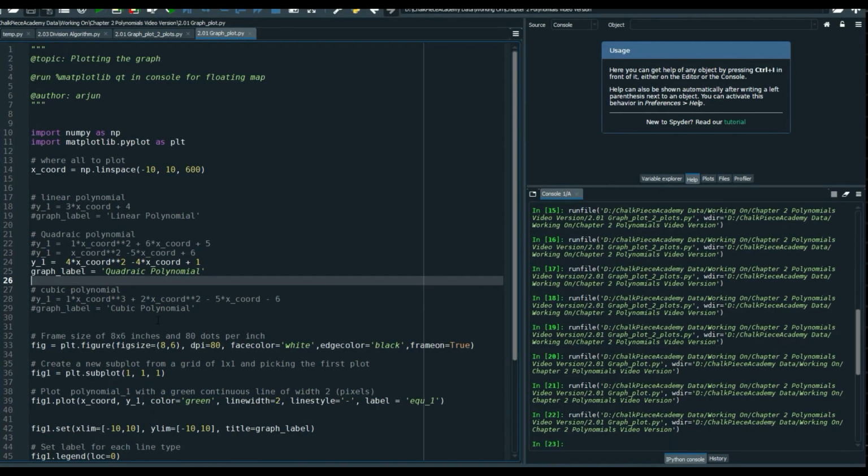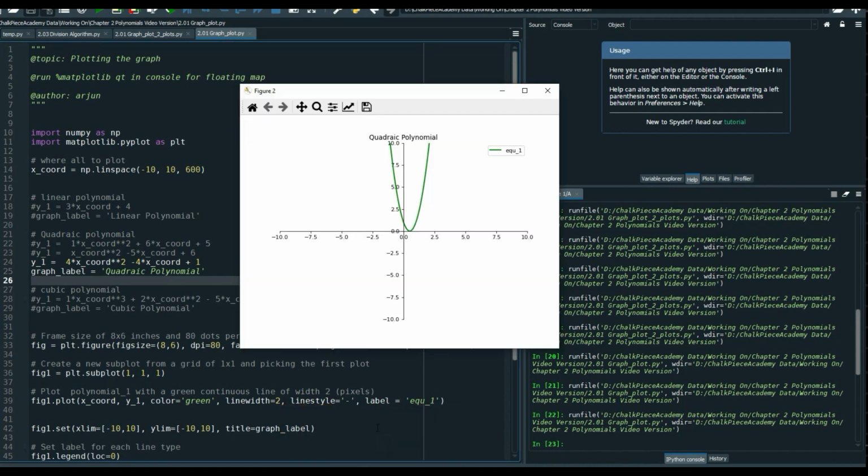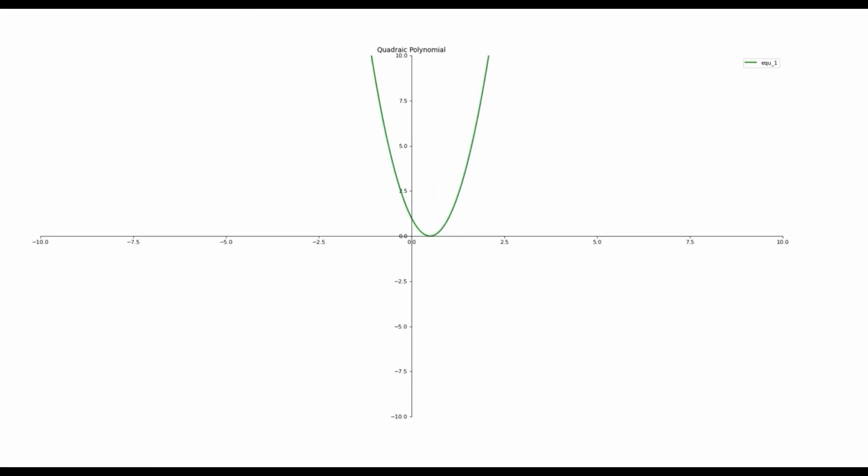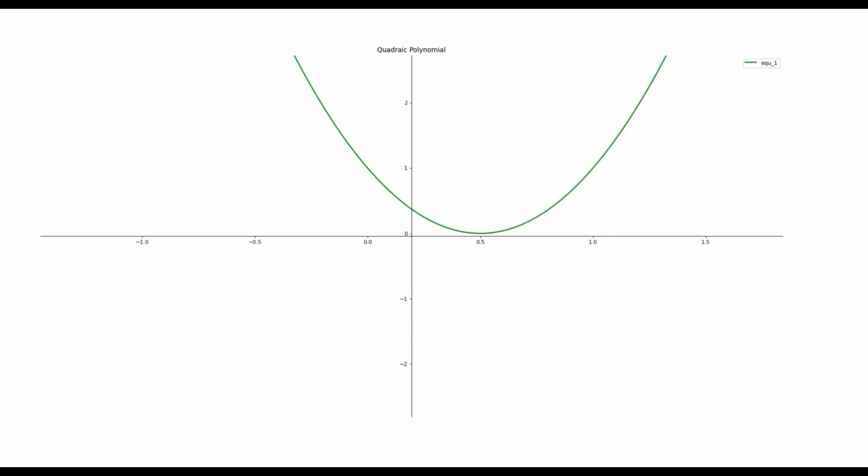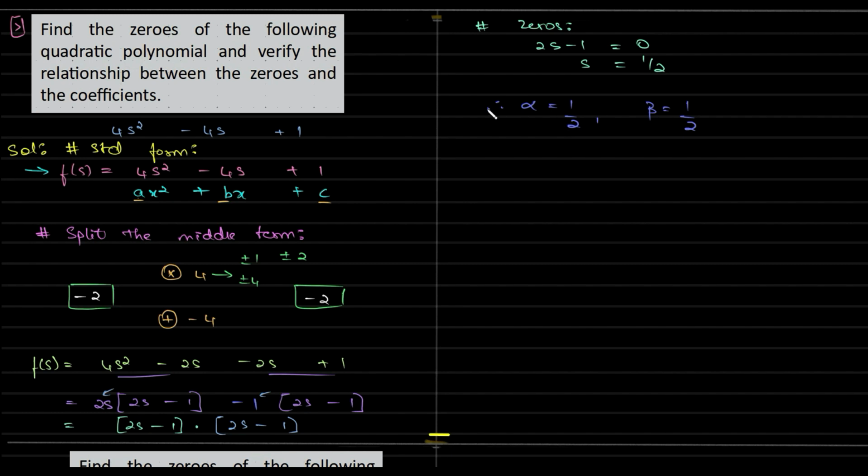Right, so let's verify this using Python, and I have typed in the code. Let's execute it and look at the graph. Let's zoom in to get a clear picture, and let me rearrange it a bit. Right, very clear. The graph is touching the x-axis at half, and there is only one point it's touching, so you have alpha and beta equal to half and half.